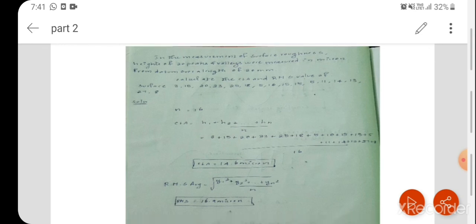The problem given is: in the measurement of surface roughness, heights of 20 peaks and valleys were measured in microns. The unit of measurement is micron. From the datum, over a length of 20 mm, it means the sampling length is 20 mm. Calculate the CLA and RMS values of the surface. Heights of peaks and valleys values are given, and the number of ordinates is equal to 16.